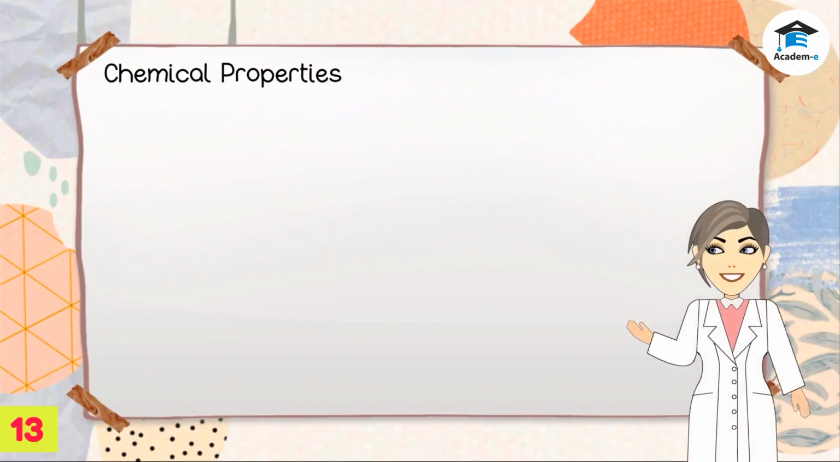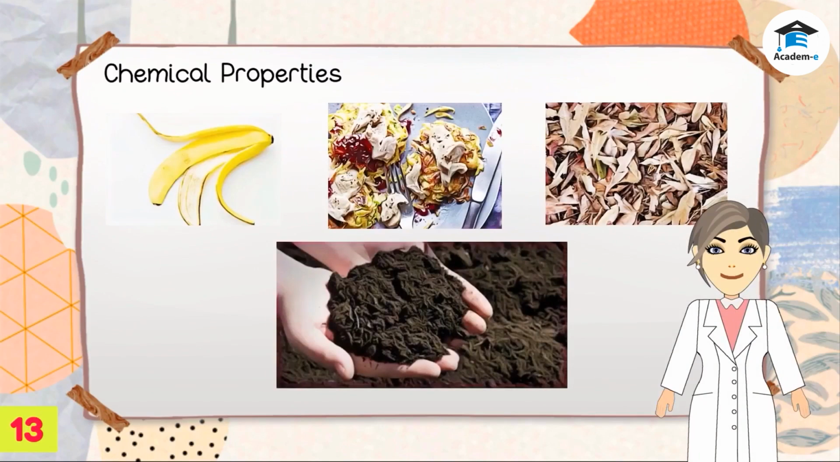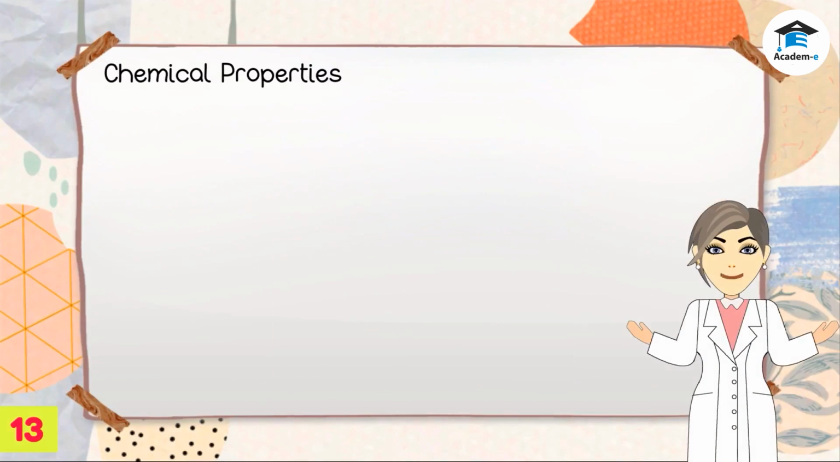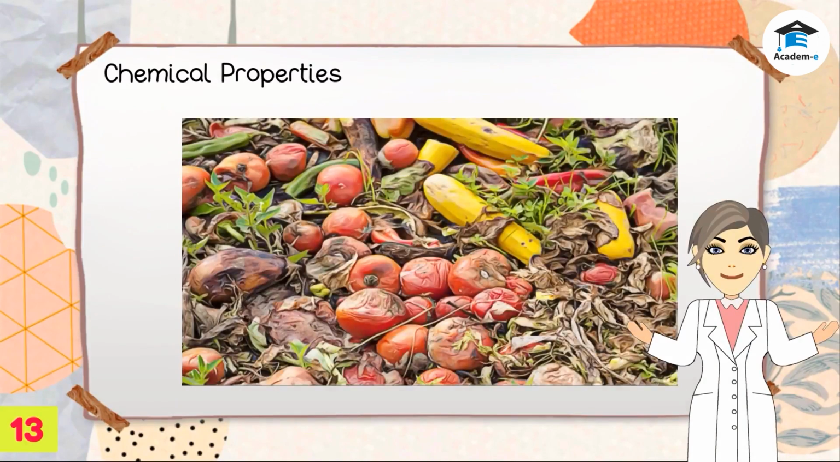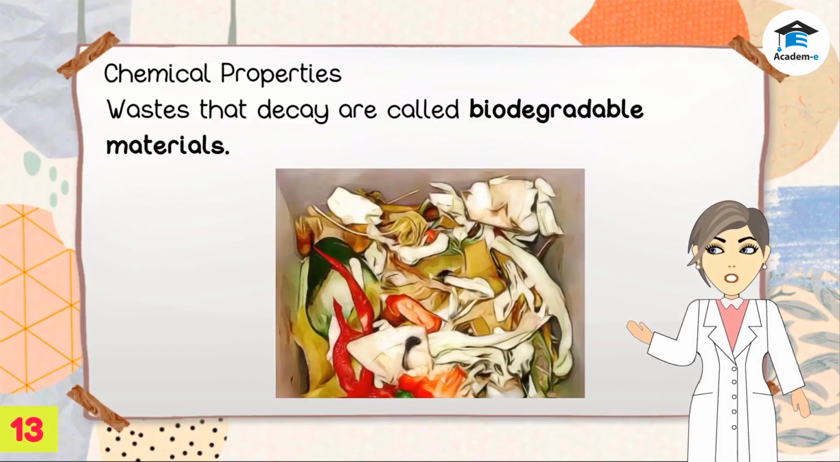What happens when waste like banana peeling, leftover food, and dried leaves are left buried in the soil? Days after these wastes are buried, they break down and become part of the soil. The breaking down of organic matter into simpler forms is called decomposition. This process involves chemical change. Microorganisms like bacteria and fungi break down organic matter, turning it into different substances. The substance becomes part of the soil as minerals that are vital for the growth of plants. Wastes that decay are called biodegradable materials.